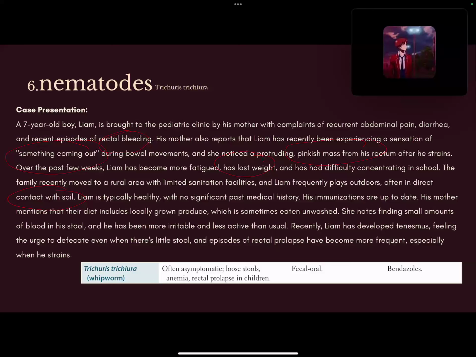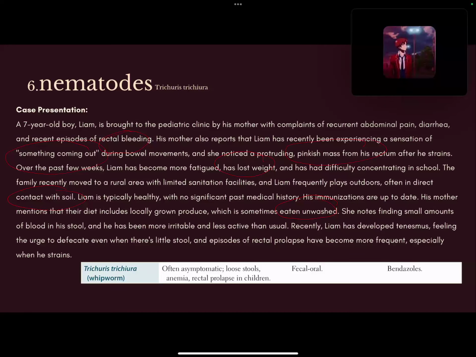Liam is typically healthy with no significant past medical history. His immunizations are up to date. His mother mentions that their diet includes locally grown produce, which is sometimes eaten unwashed. She notes finding small amounts of blood in his stool, that as well. Similar to the rectal bleeding, yeah. And he has been more irritable and less active than usual.